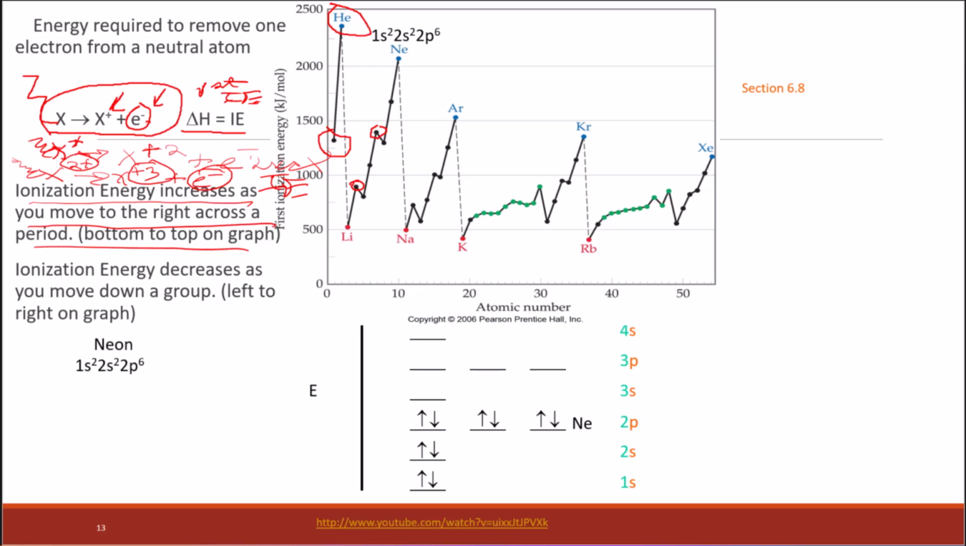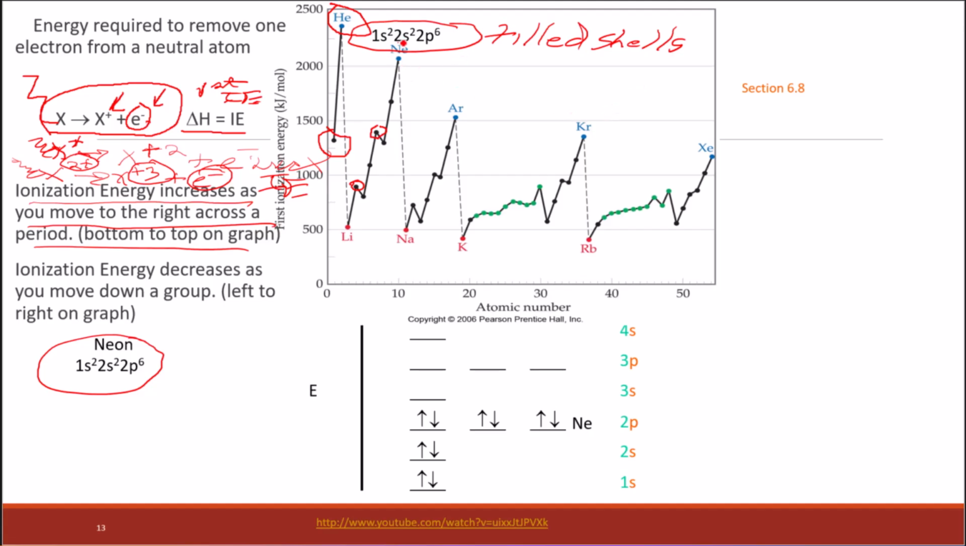Now, I've gone ahead and done the electron configuration for neon in a couple of places here. Here it is: 1s2, 2s2, 2p6. We learned how to do that in quantum mechanics. 1s2, 2s2, 2p6. This is a filled shell, and filled shells are very, very stable. Okay? Filled shells are more stable than even half-filled shells.